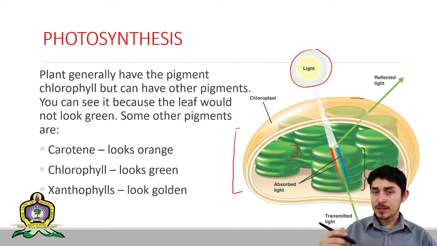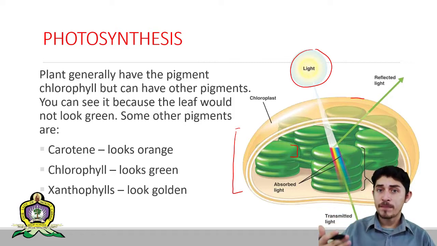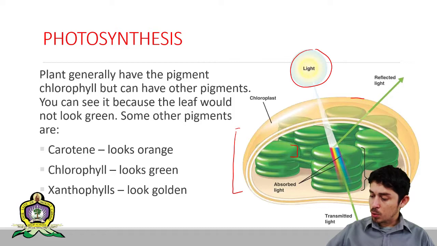So the chloroplast is found in the cell, which is found in the leaf, which is found on the plant. That is ordered complexity. You see that the light is white light. But once it reaches the thylakoids, this little coin looking thing, inside of the thylakoids there are pigments.